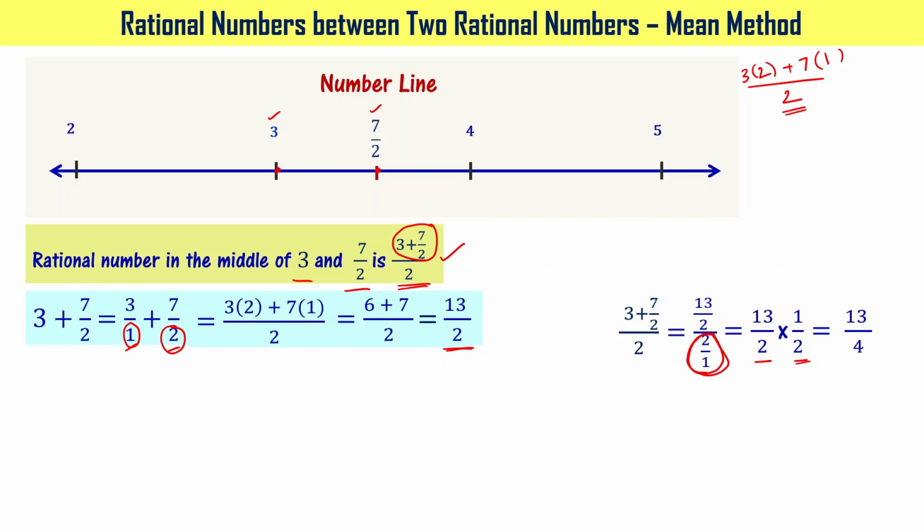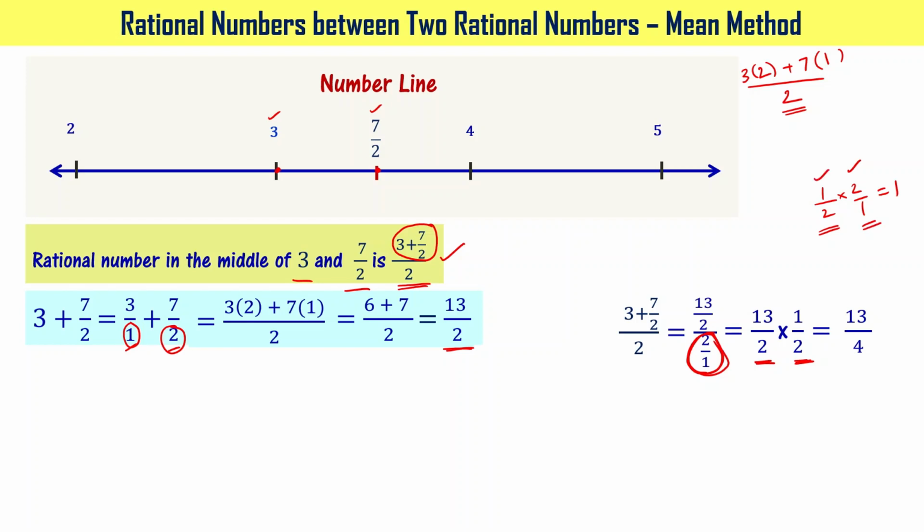When you want to multiply 13 by 2 with 1 by 2, otherwise you can remember it like this. Instead of dividing 13 by 2 by 2 by 1, what I do is multiply 13 by 2 with 1 by 2, which is the multiplicative inverse of 2 by 1. 1 by 2 times 2 by 1 equals 1, right? That's why we say that 1 by 2 is the multiplicative inverse of 2 by 1, or 2 by 1 is the multiplicative inverse of 1 by 2.